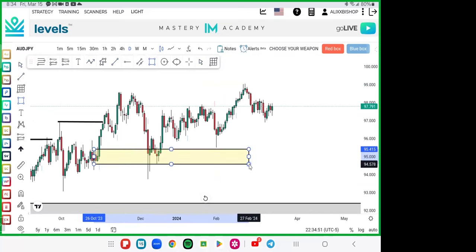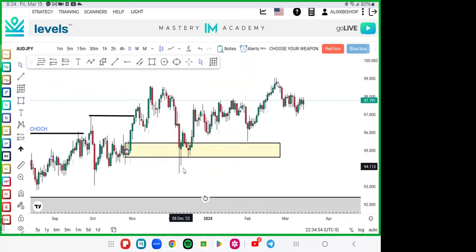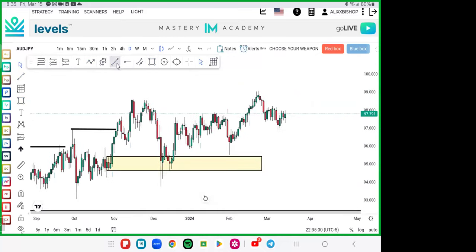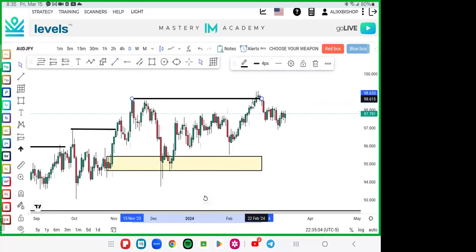And we do hit stop loss if you're putting your stop loss here, but we do end up going our way, right? So this would be the area I would like to change character. And we do get that, which is really, really nice for us.